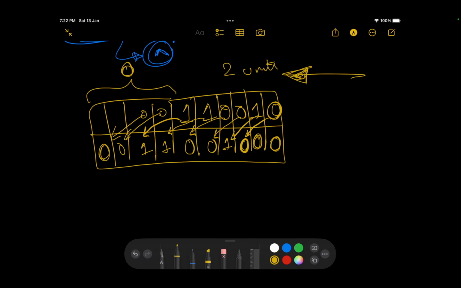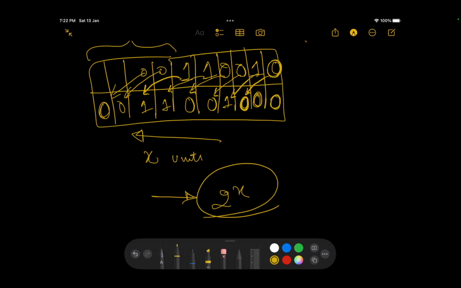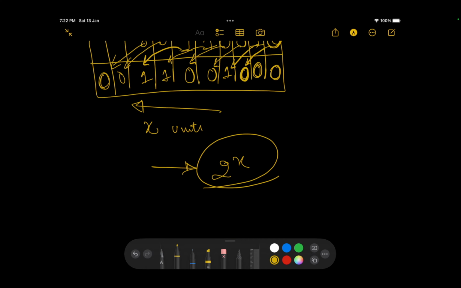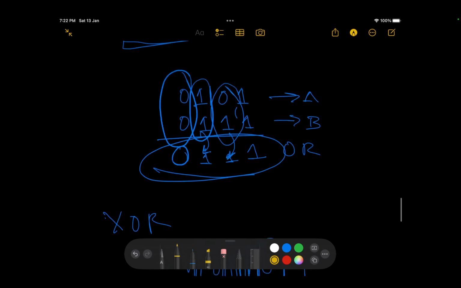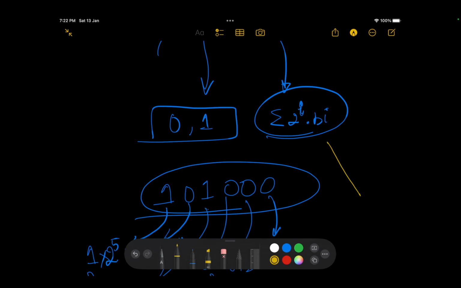Now what's the importance of this particular operation? Let's say we are shifting a number by x units to its left. What happens is it gets multiplied by 2 to the power x. The reason is also trivial, but just to give you an overview, the simple reason is that all the numbers can be written as b into 2 to the power i. That is something we discussed when we started with binary representations.